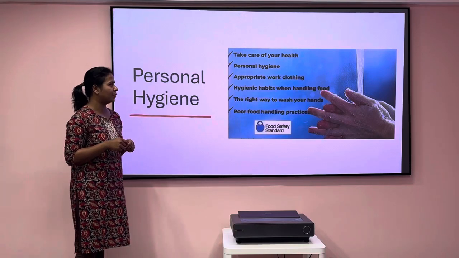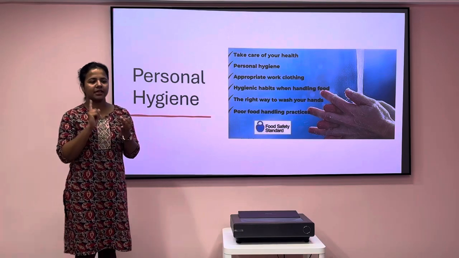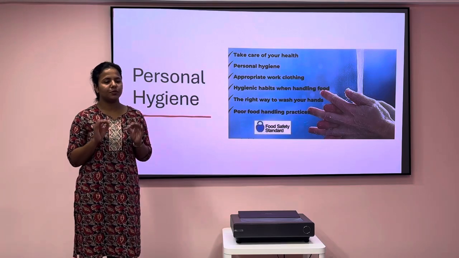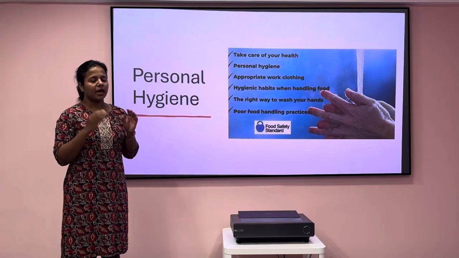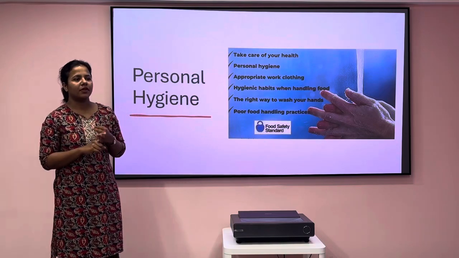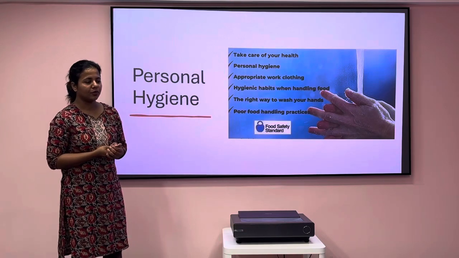And next is appropriate working clothes, what does it mean? Your uniform should be neat, clean, tidy, and always a light color. In the food industry, you should use a light color uniform. And you should take care of your hairnet, wear the hairnet properly, wear the gloves and shoe cover properly, and know when to remove the gloves.